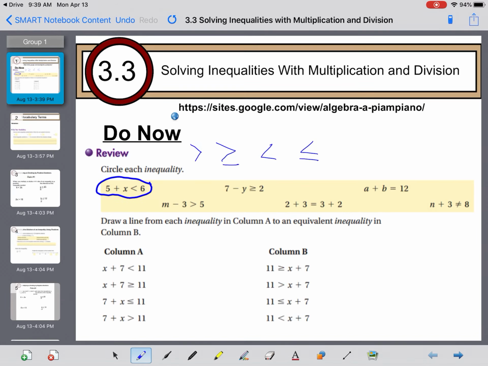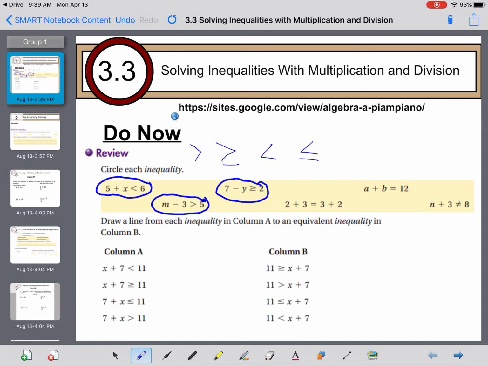5 plus x is less than 6. M minus 3 is greater than 5. 7 minus y is greater than or equal to 2. And the rest do not have inequalities. Draw a line from each inequality in column A to an equivalent inequality in column B.